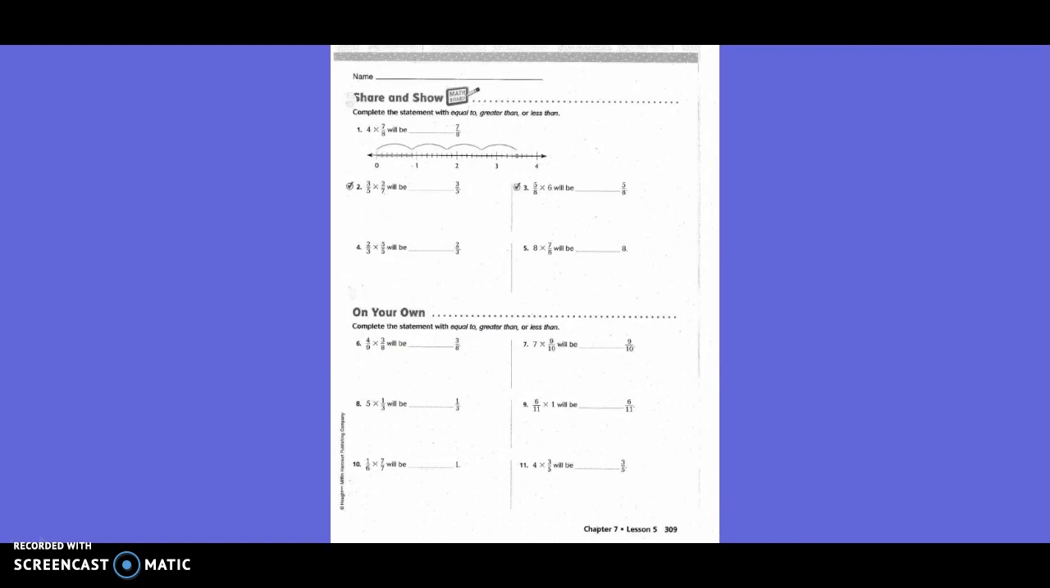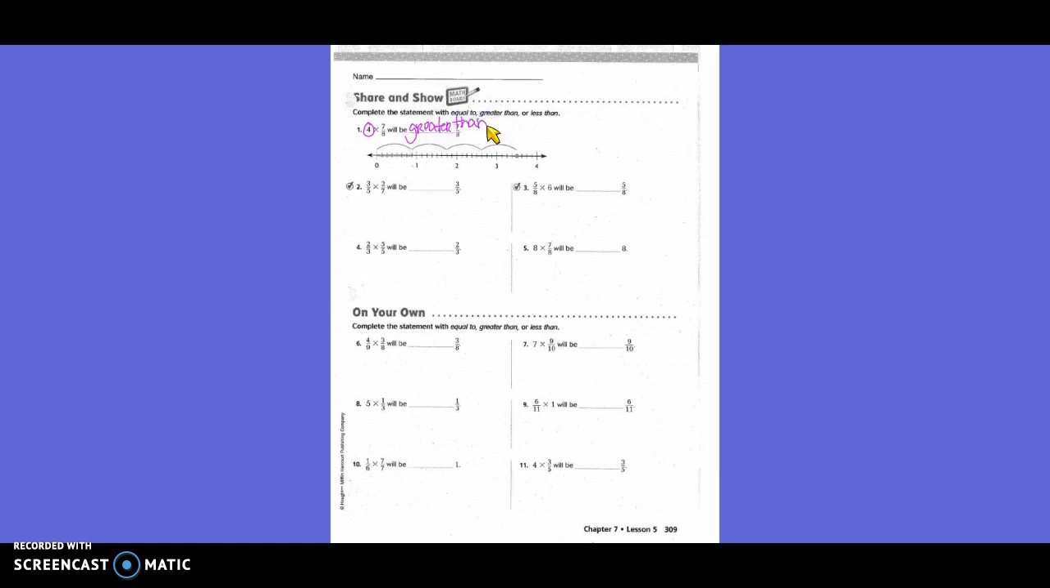Share and show. Complete the statement with equal to, greater than, or less than. So 4 times 7/8 will be something of 7/8. So here they showed us, they marked out 7/8 with our line, and then they looped it over to where it'll actually be. So it will be in between the 3 and the 4. So basically, they have the 7/8 and the 7/8. So we're looking at the 4. So is the number going to be greater than 7/8, or is it going to be less than 7/8? Greater than 7/8. Because the 4 is greater than 1.